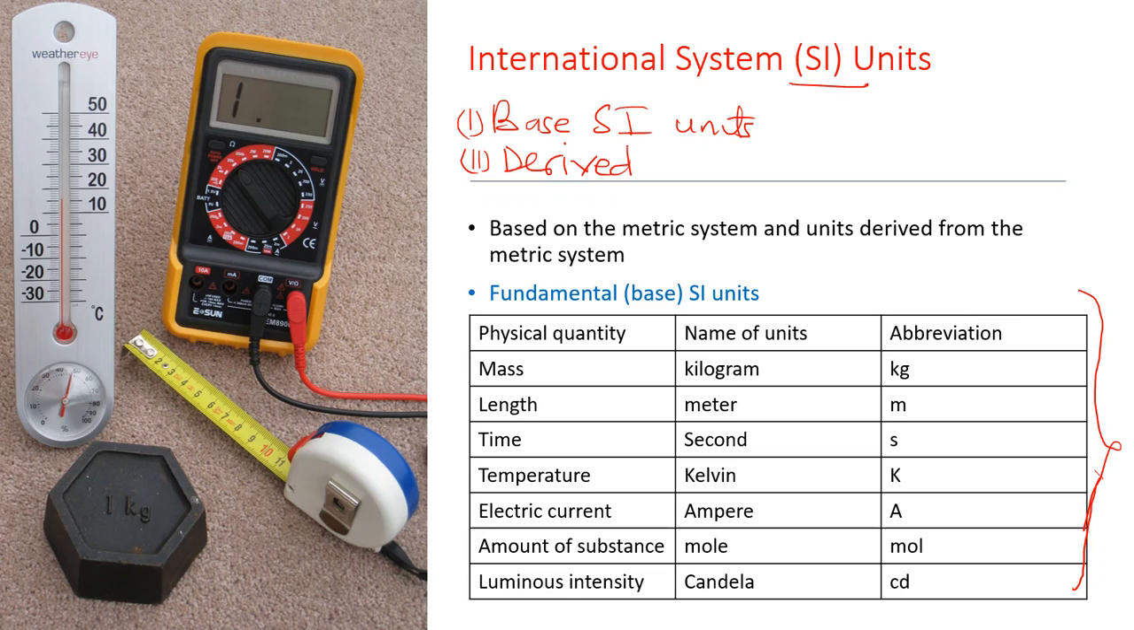So these ones are base SI units because you don't need to multiply them with anything to give you a unit. A kilogram is just a kilogram. A meter is just a meter. A second is just a second. A Kelvin is just a Kelvin. You don't need to multiply things to get to a Kelvin. So these are known as fundamental or base SI units.